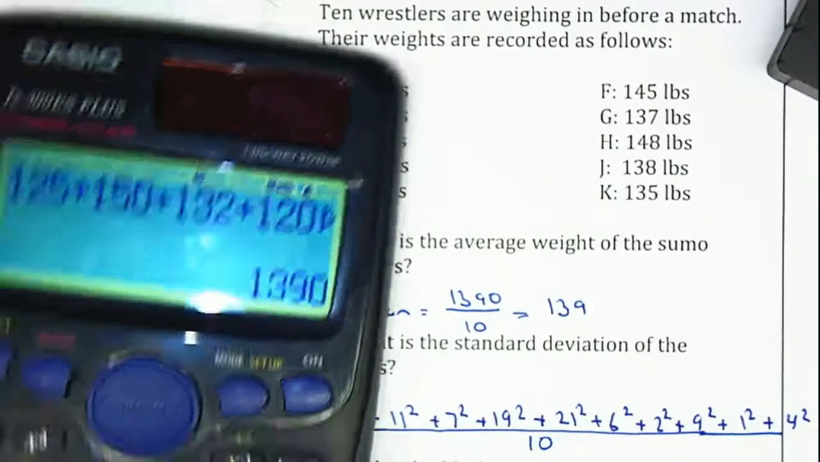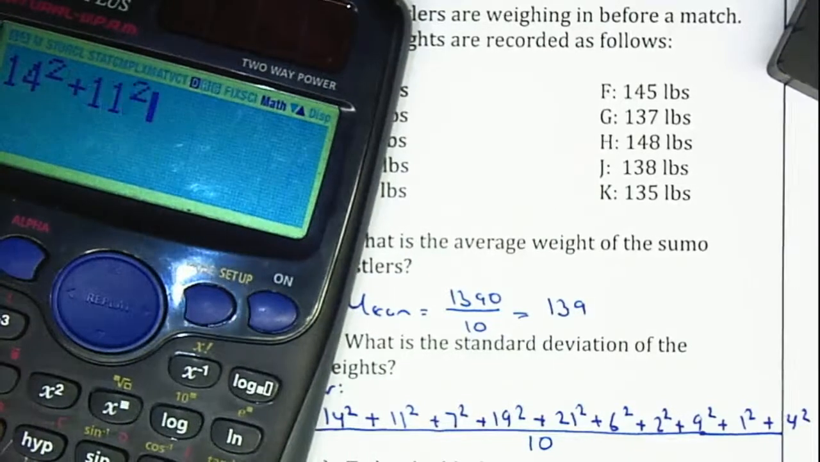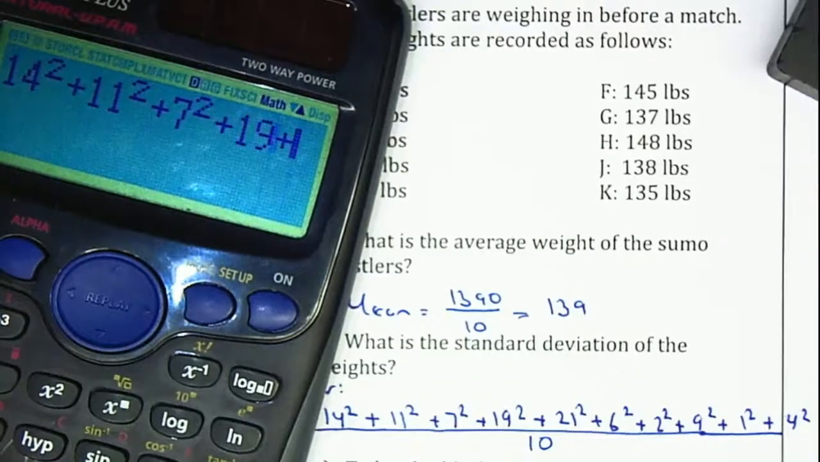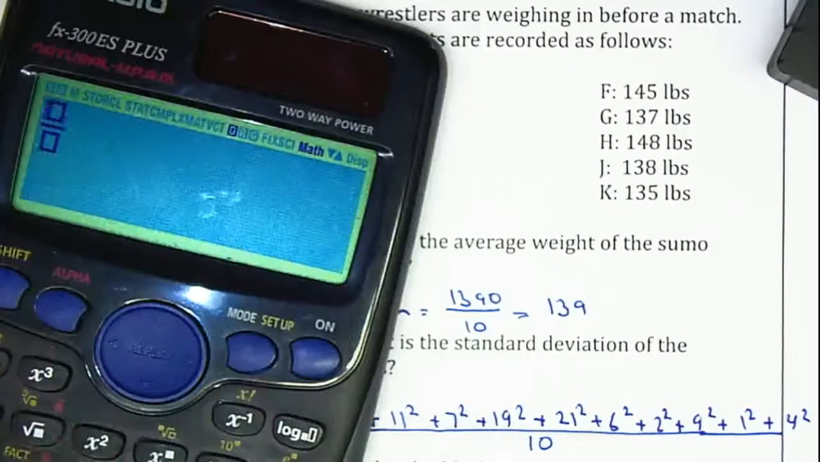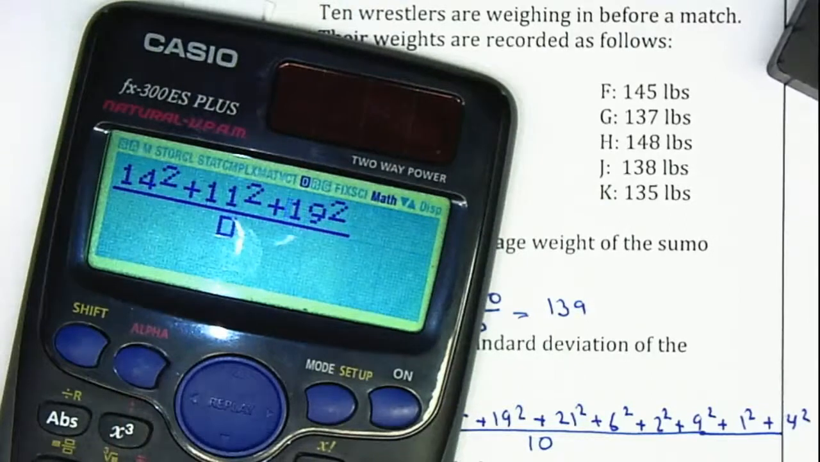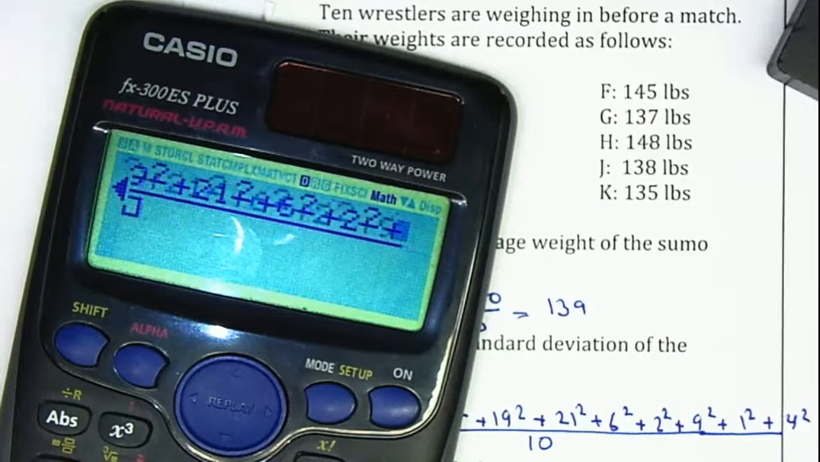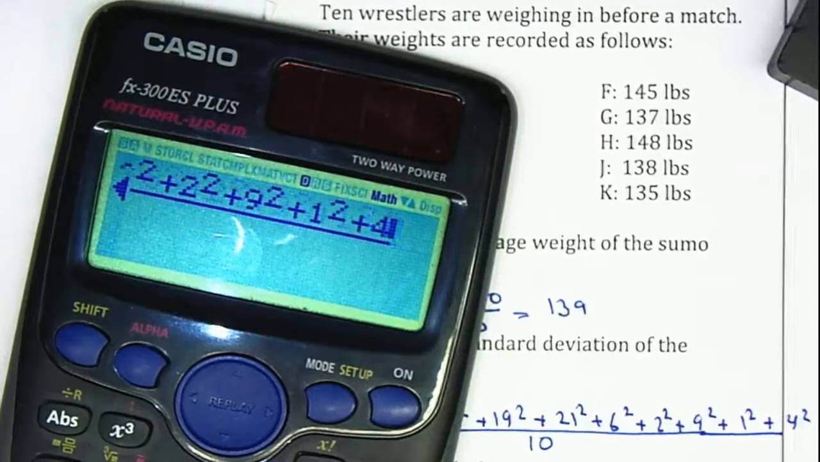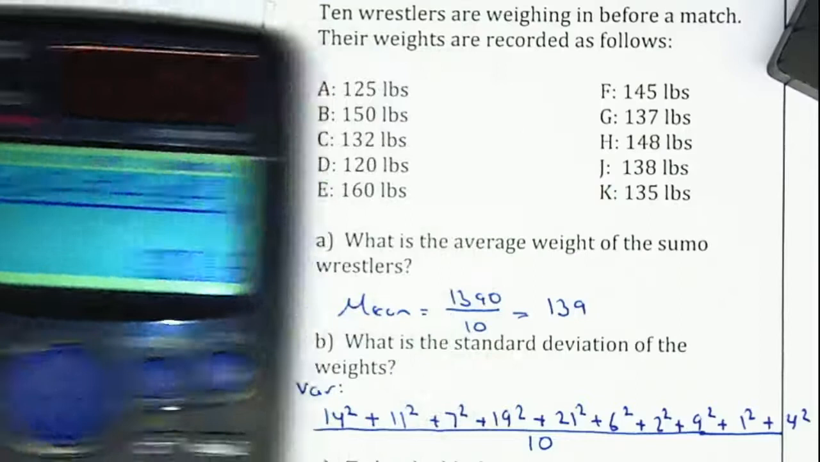And you can just type in everything at once, just like I'm going to do right now. So we have 14 squared, plus 11 squared, plus 7 squared, plus 19 squared. And actually, I'm going to use the fraction bar. That will make it much easier to do. So let me redo it once again. 14 squared, just be patient, plus 11 squared, plus 7 squared, I forgot my 7, be patient, plus 19 squared, plus 21 squared, plus 6 squared, plus 2 squared, plus 9 squared, plus 1 squared, plus 4 squared, divided by 10. So my variance is 130.9.